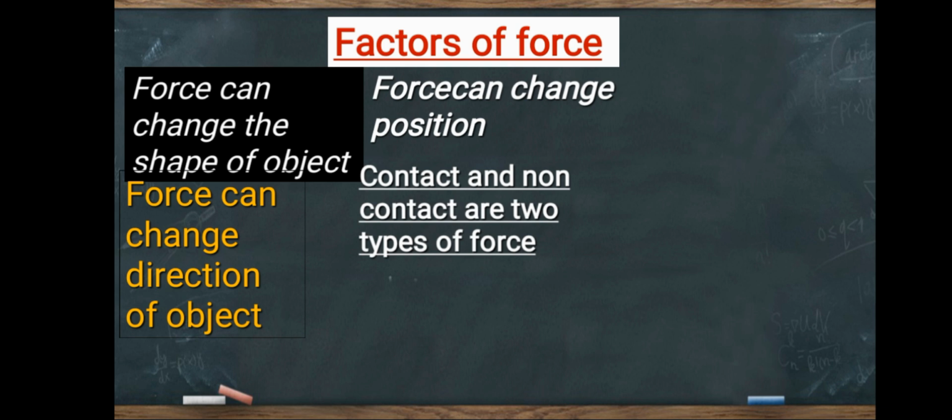Non-contact force. The force which occurs when there is no physical contact between two interacting objects is known as non-contact force. It depends on the distance between the objects. Examples: magnetic force, electrostatic force, and gravitational force.